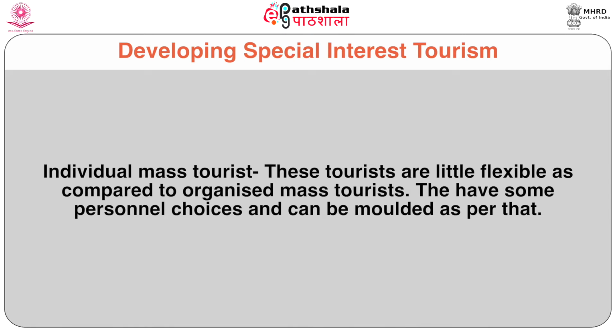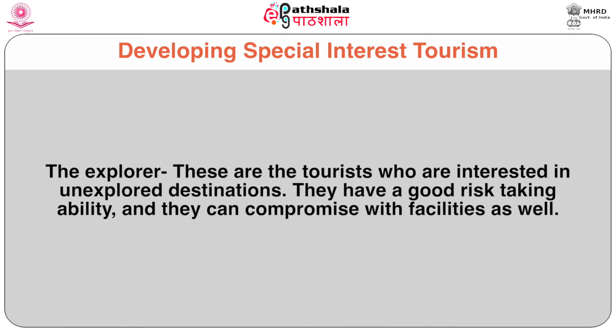Second, individual mass tourists. These tourists are a little flexible as compared to organized mass tourists. They have some personal choices and can be molded as per that. Third, the explorer. These are the tourists who are interested in unexplored destinations. They have a good risk-taking ability and they can compromise with facilities as well. Fourth, the drifter. These are the tourists who are interested in adventurous traveling, high-risk activities. They are least worried about luxury or facility at the destination.